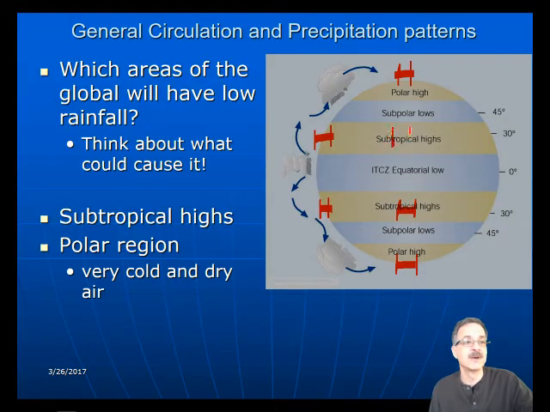Okay, so what I want you to do is pull out a global map. There are several in the book, and look at these regions around 30 degrees latitude and up in the polar regions, and tell me if you notice anything different about the climates in those particular regions. All right, so we get these subtropical highs and these polar highs, and again, the polar regions are very cold and dry. They are one of the driest places on Earth. Even though they are covered with snow, they are considered very dry.